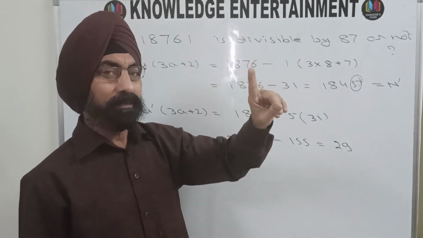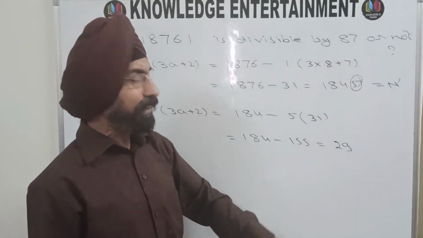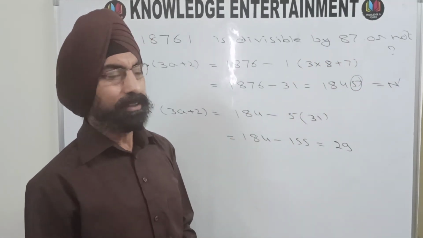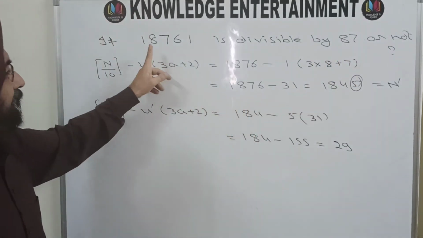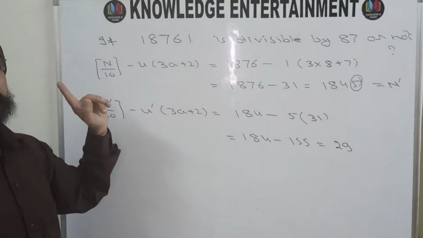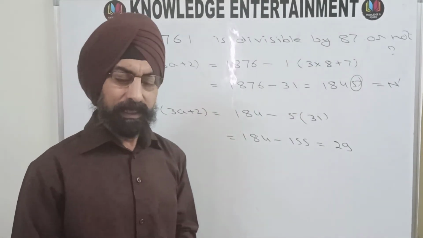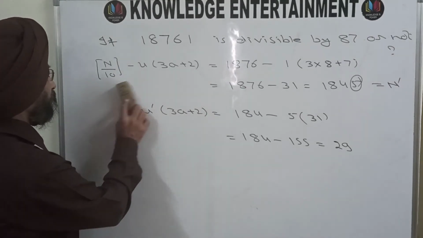Now 29 is not divisible by 87. Don't think of other way, because 87 is divisible by 29, but you have to check whether 29 is divisible by 87 or not. So the answer is no. This 29 is not divisible by 87 means this number 18761 is not divisible by 87. So this was the test if your units place is occupied by the digit 7.